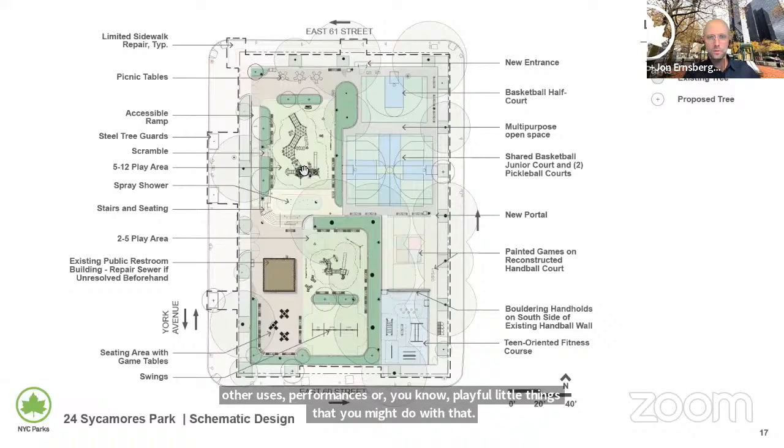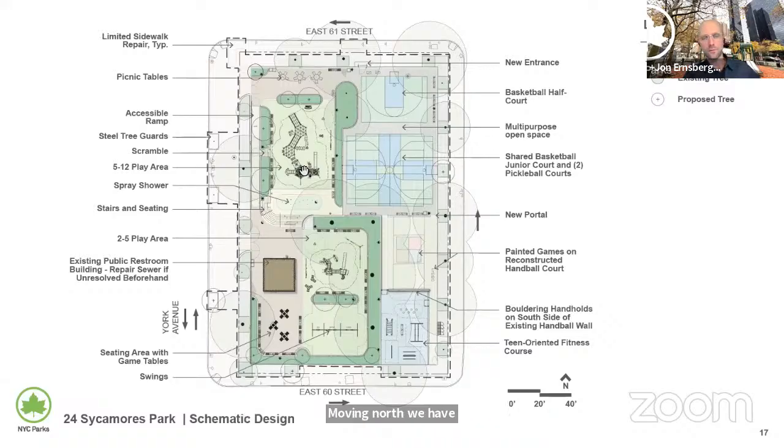Moving north, we have the 5 to 12, that's the older age range play equipment. Again, it remains a larger unit with a lot of play value to it. We've got some images of that later. And then all the way up here, we still have the secondary entrance to the lower level, and we have picnic tables.